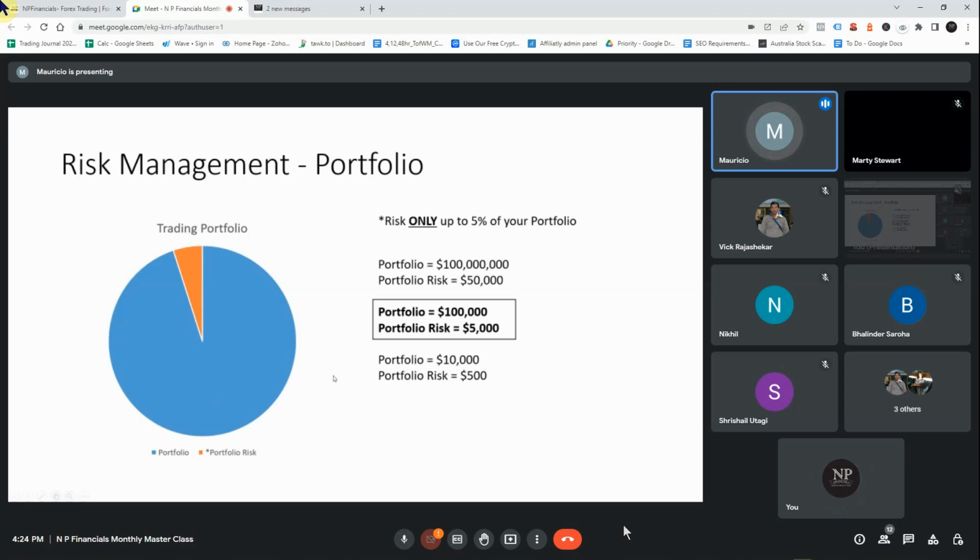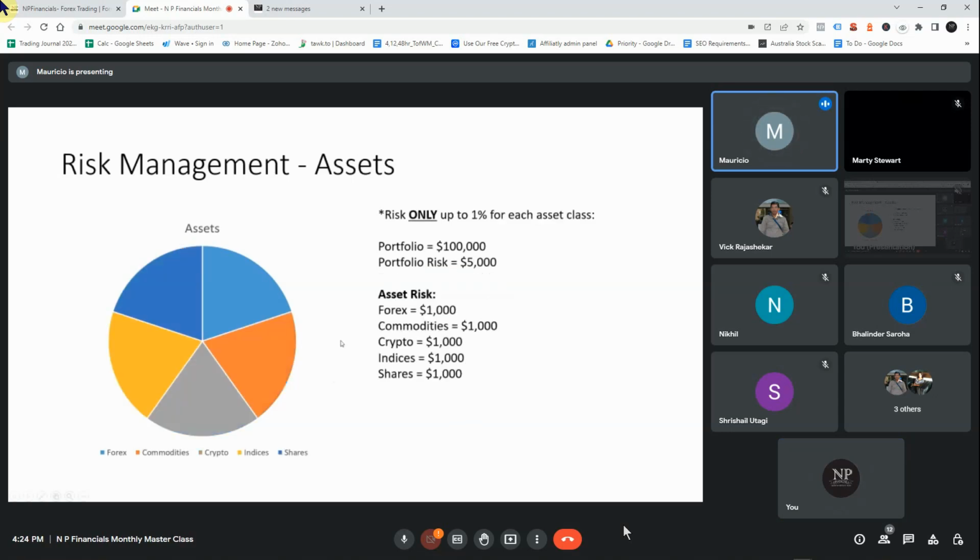If I go to the next slide, we've said that it's 5% of our portfolio. So what makes up the 5%? Well, it's 1% for each asset class. So you've got your Forex, commodities, crypto, indices, and shares. Again, the example of 100,000 risking 5,000: if we break it up to 1% of each asset class, that's $1,000. Correct? Everyone agree? Yes, perfect.